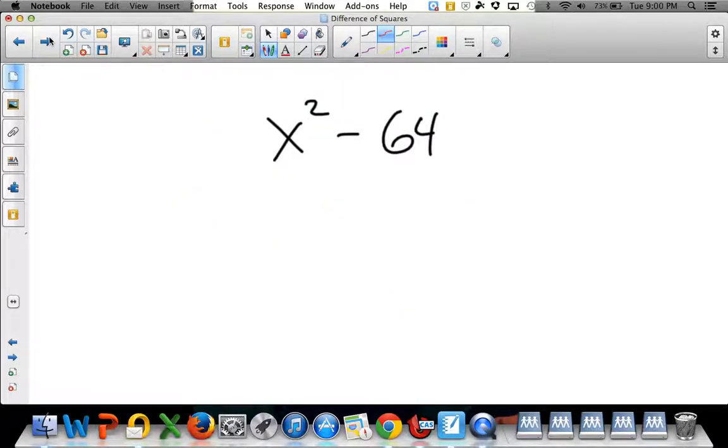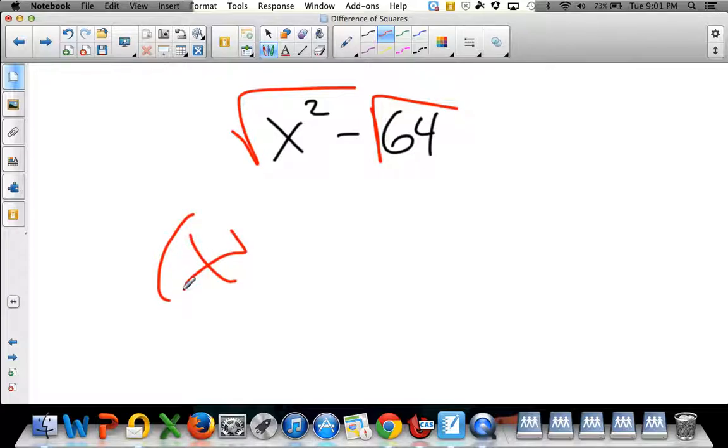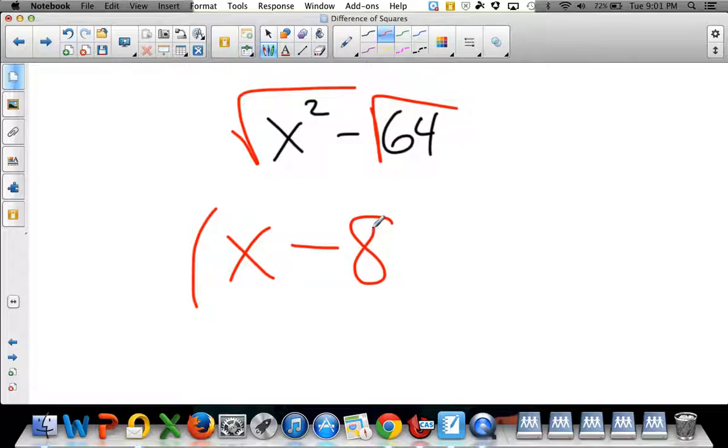How about right here? x squared minus 64. I can take the square root of x squared and the square root of 64. It is a difference of squares because it does have a minus sign. Sorry, getting a little ahead of myself. The square root of x squared is x. Keep my minus sign. The square root of 64 is 8. And then I rewrite it with a plus sign.